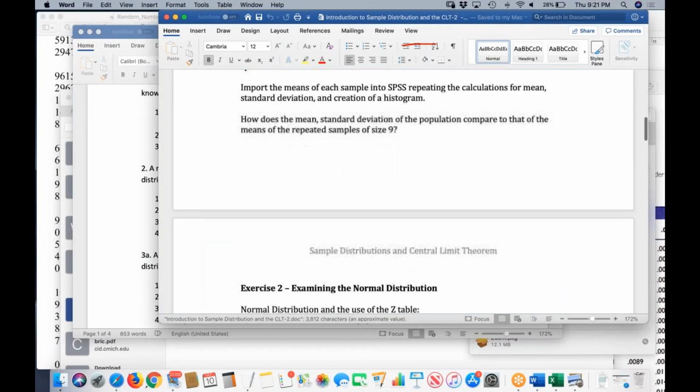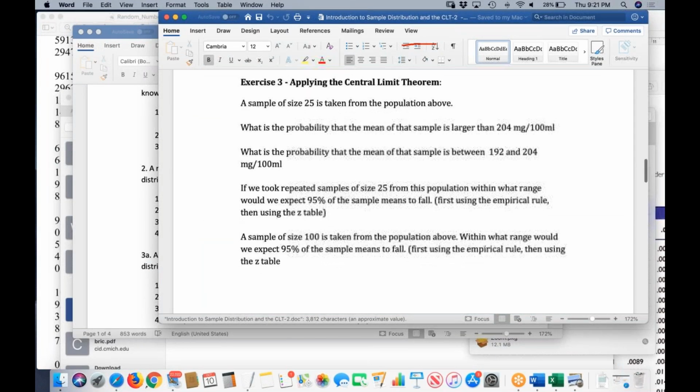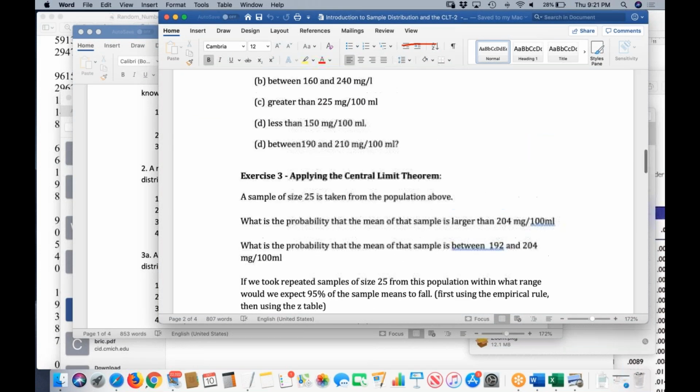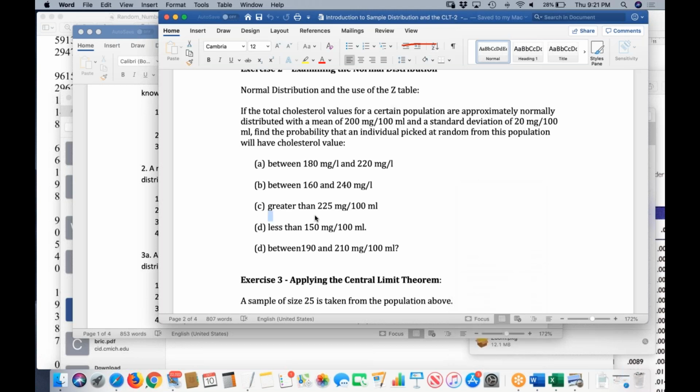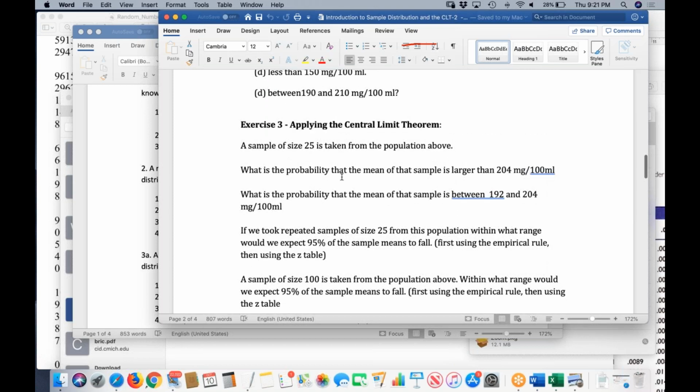Okay, now we're going to apply the central limit theorem. You take a sample of size 25 from the population above. What was it again? The mean of the population was 200, and the standard deviation was 20, mu and sigma. You take a sample of size 25 from that population. What's the probability that the mean of the sample is larger than 204?